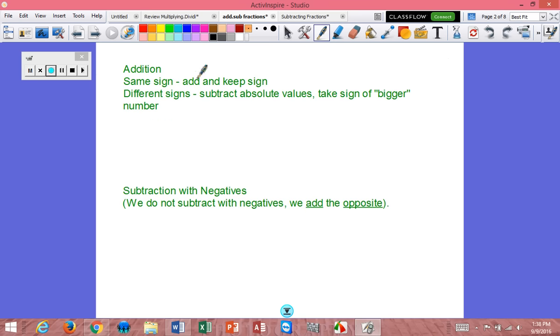Alright, keep in mind that when we're adding, if the numbers have the same sign, we add and keep the same sign. Different signs means we're going to subtract the absolute values, and then we're going to take the sign of the quote-unquote bigger number. If we're subtracting with negatives, keep in mind that we just add the opposite. And you don't have to write this down because it's in green, and you should have this in your notes already.